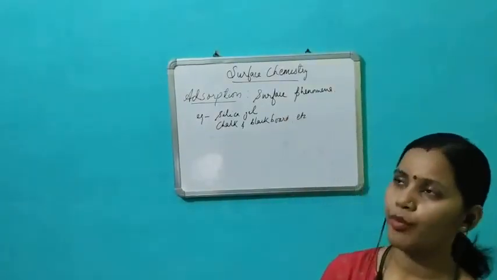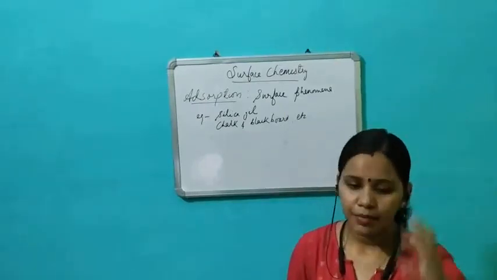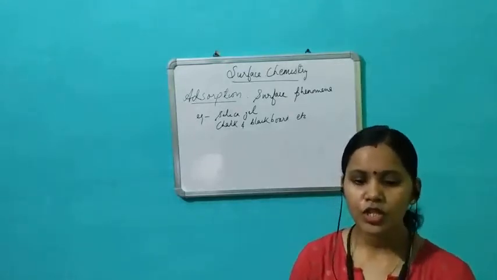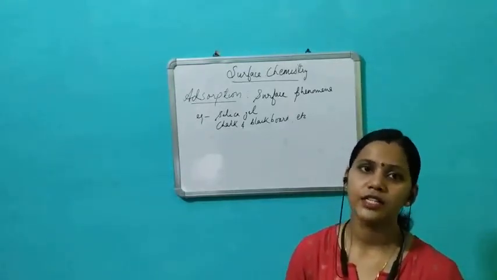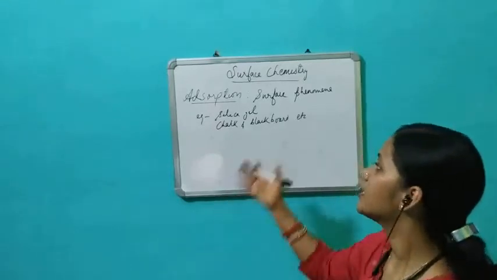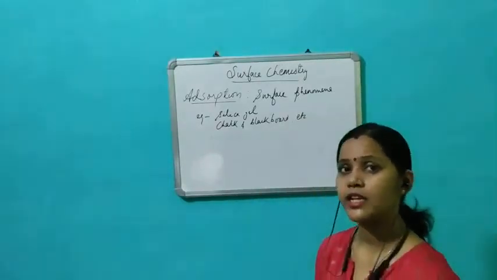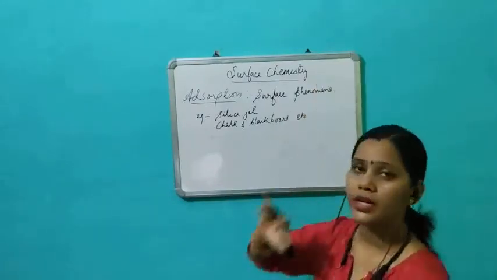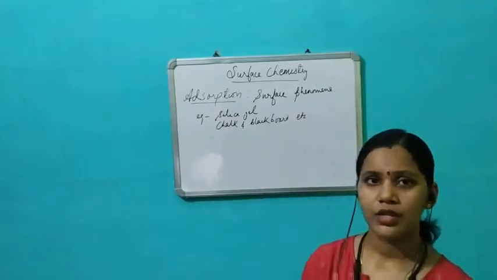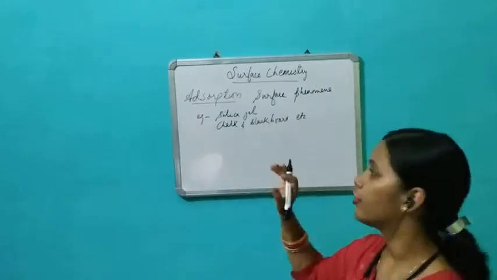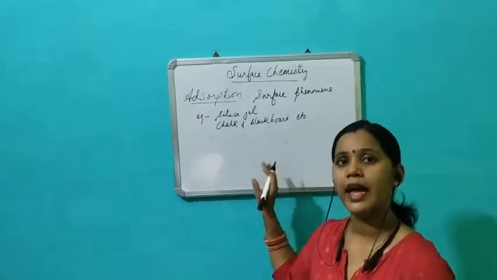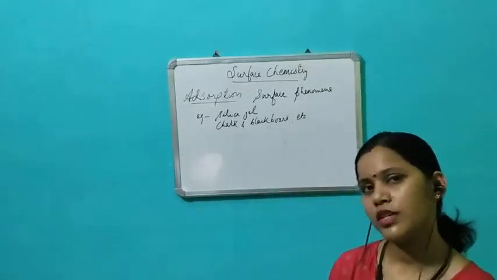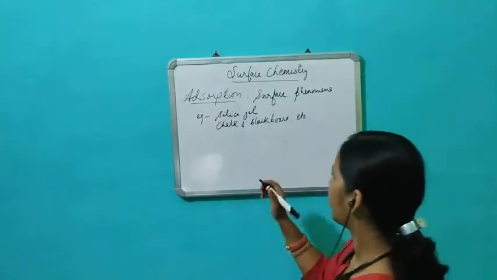Now, what is adsorbate and what is adsorbent? The substance which is being adsorbed is called the adsorbate, and the substance which is adsorbing it is known as the adsorbent. So in this case, chalk is the adsorbate and the blackboard is the adsorbent. Okay, is that clear? That might be clear for you. Adsorption and absorption. Okay, the next term is positive and negative adsorption.